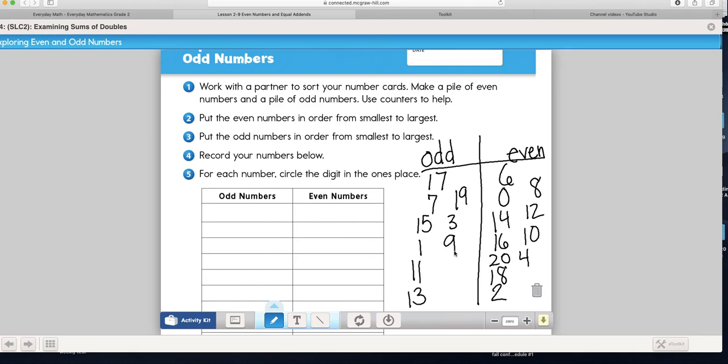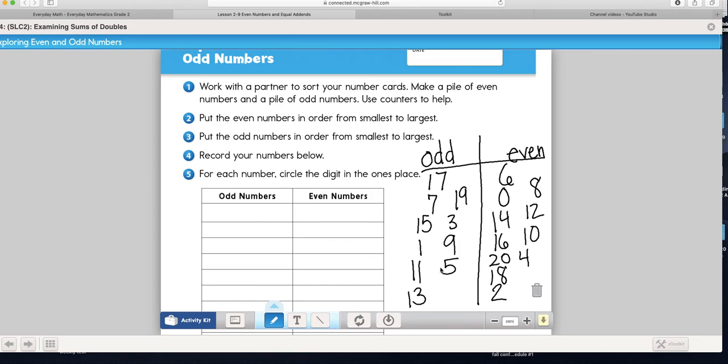1 more card. 5. Is 5 an even number or an odd number? Jose, what do you think? Do you see a 0, a 2, a 4, a 6, or an 8? Not even. It's an odd number. Okay, now we have all of our cards sorted for even and odd.